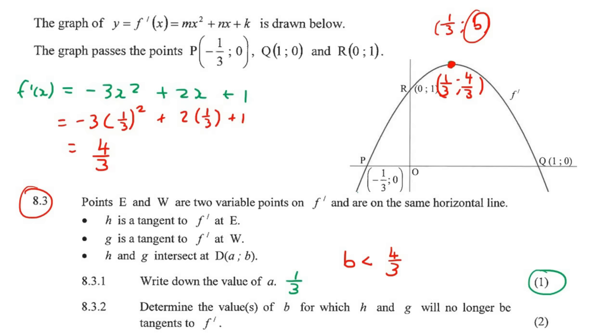then those lines will no longer be tangents. For example, if they intersect over here, then they cannot be tangents, because then you're going to have something like that. And those aren't tangents. Remember, tangents cannot go through the graph. Tangents must go along the graph.